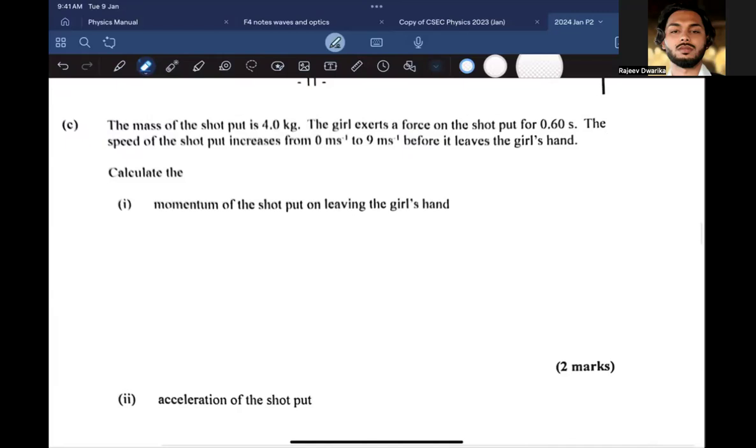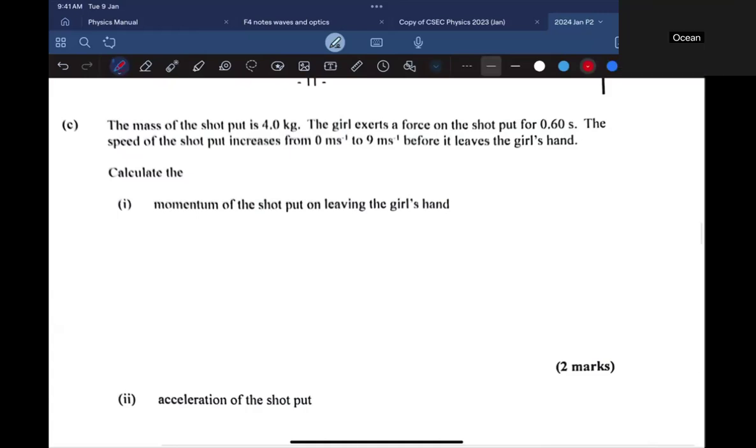Ocean, I'm going to call upon you to help me with this question. Give that question a read for me. The mass of the shot put is 4 kilograms. The athlete exerts a force on the shot put for 0.6 seconds. The speed of the shot put increases from 0 meters per second to 9 meters per second before it leaves the athlete's hand. Calculate the momentum of the shot put leaving the athlete's hand.